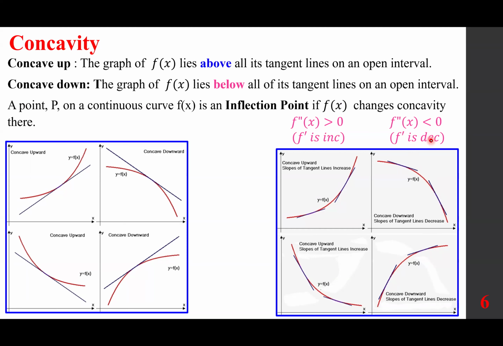And also an inflection point: a point P on a continuous curve f of x is an inflection point if f of x changes concavity. Notice that we have concave down, then concave up, or we have concave up, then concave down. Either way, the point where the change occurs is the location for an inflection.